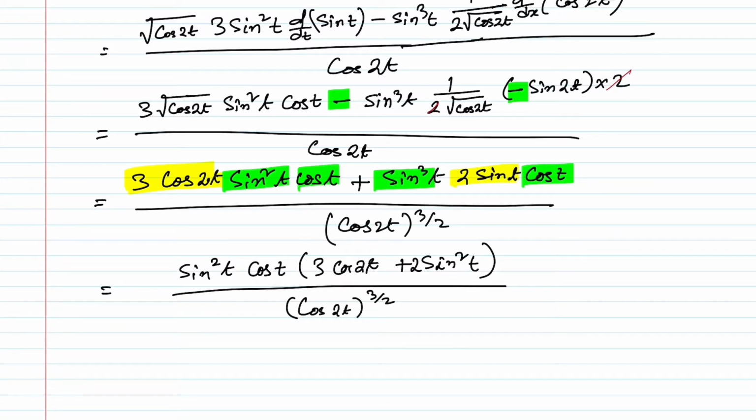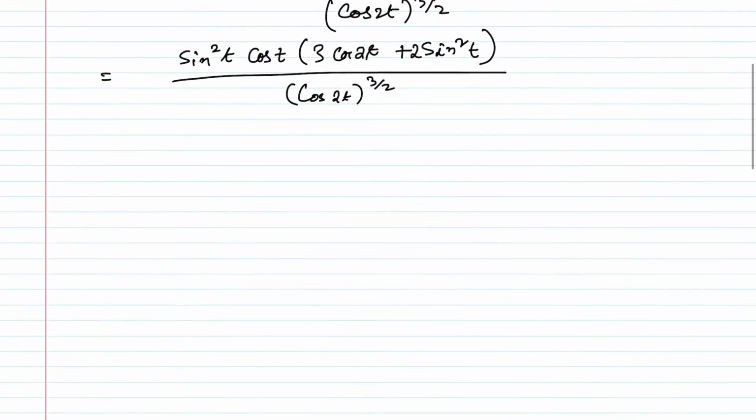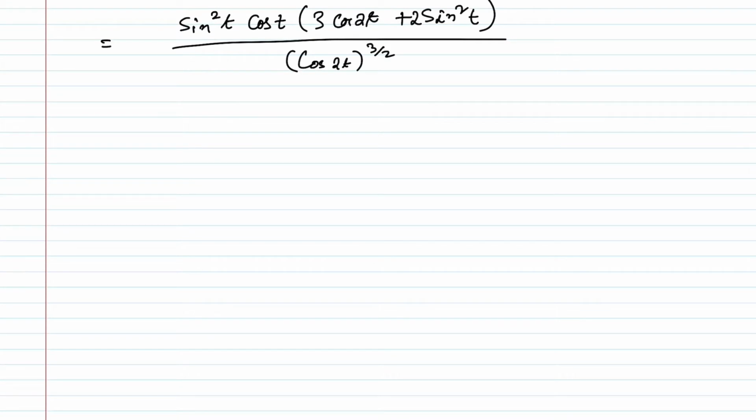Now let us differentiate equation number 2, this equation, with respect to t. This is what we have got, dx by dt. Now let us find dy by dt, differentiating equation number 2 with respect to t.